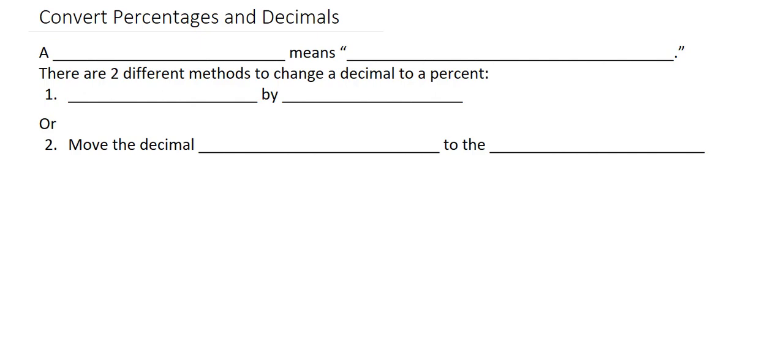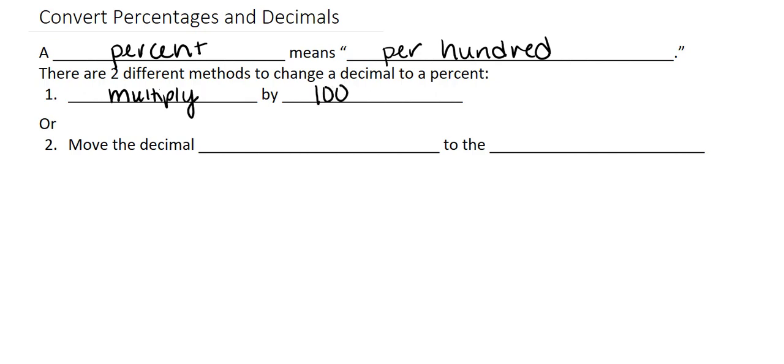Convert percentages and decimals. So a percent means per 100. And there are two different methods to change a decimal to a percent. The first one is we can multiply by 100, or we can move the decimal twice to the right.